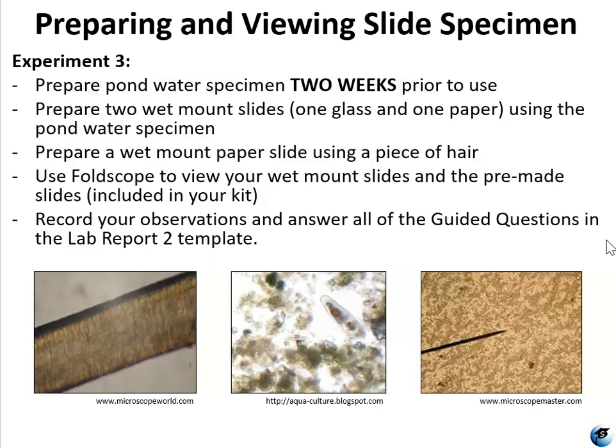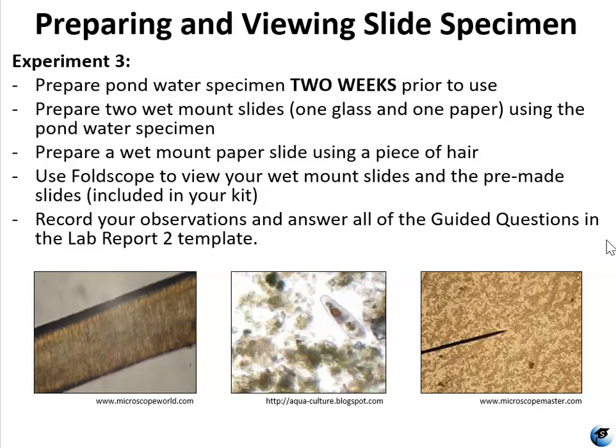So you're going to make 1 glass slide with the pond water specimen, and you'll use one of those clear stickers that are in the Foldscope kit as a cover slip for that. You'll use one of the paper slides to make a pond water slide. Then you're going to have 2 glass slides that are already prepared that you're just going to view.